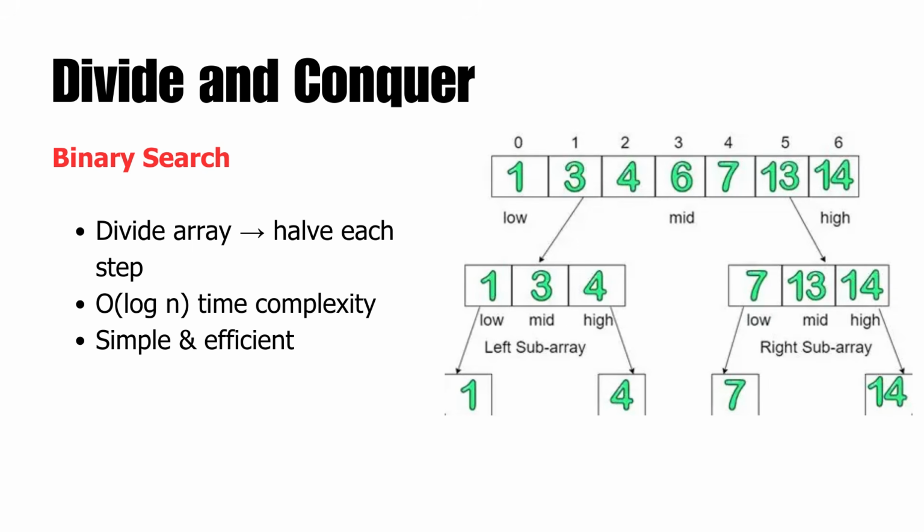Binary search is another excellent example. Given a sorted array and a target value, compare with the middle element. If smaller, search the left half. If larger, search the right half. This halves the search space with each operation, achieving O of log n performance.